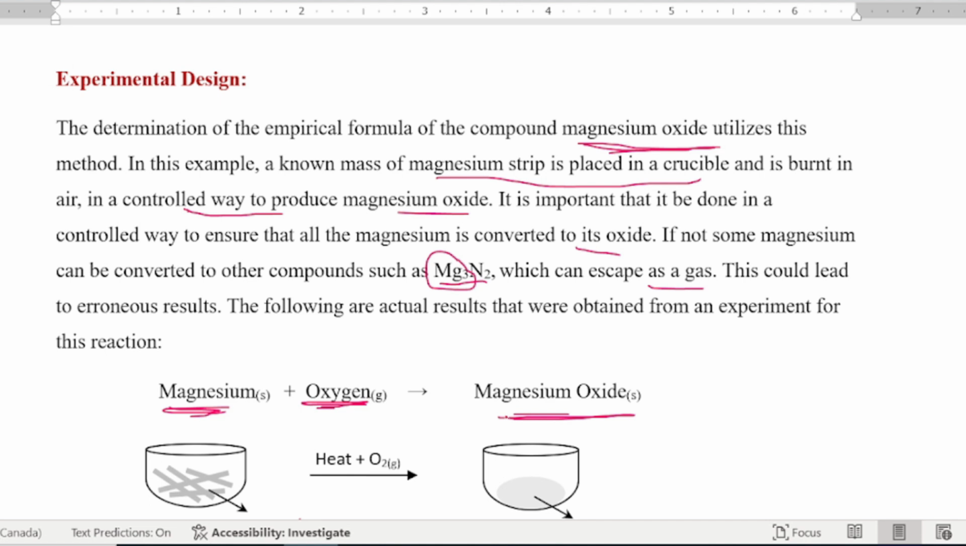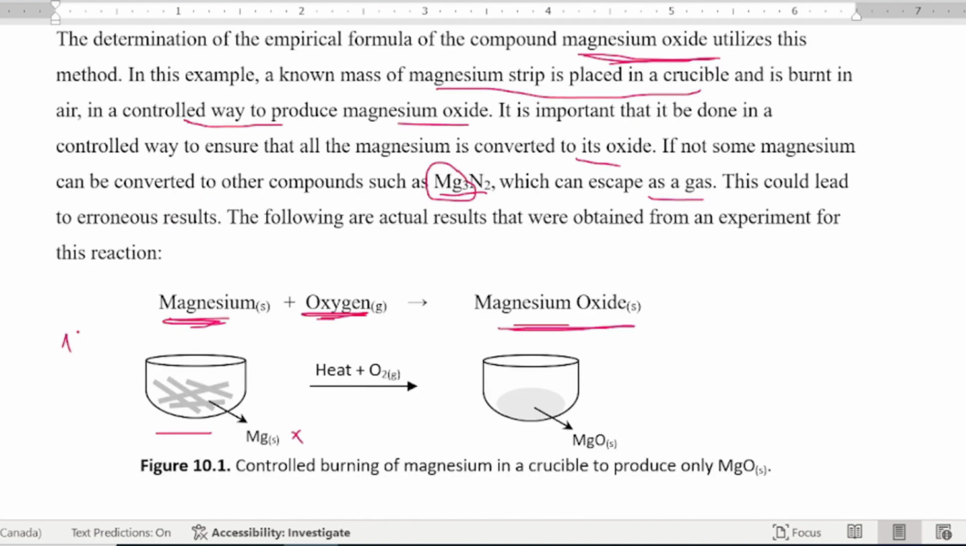But point to note is that when you're heating this magnesium here in this crucible, sometimes because there's nitrogen in the air too, there will be a tendency for the magnesium to react with some of this nitrogen to form magnesium nitride, and this can escape as a gas if the temperature is not controlled. If the temperature is controlled, you do not get the production of this, and so no magnesium is lost from the crucible. So bear that in mind.